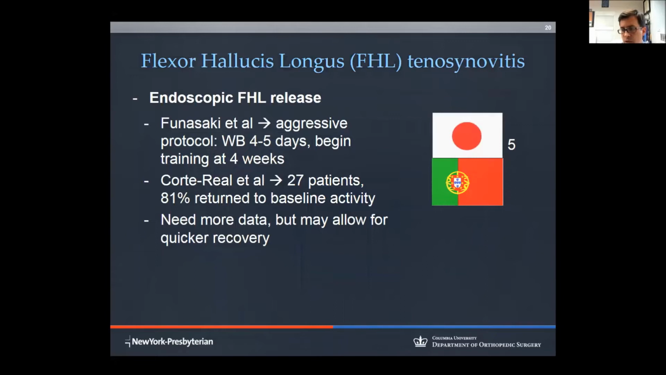Corte Real, this is a paper out of Lisbon, and this was a bit of a mixed bag. These were not all, or most of them were not dancers, but they had FHL pathology, and it's basically just laying out the technique, noting that most of their patients did have good results. So once again, we really need more data, but the initial results on this are promising, and it may be the wave of the future.